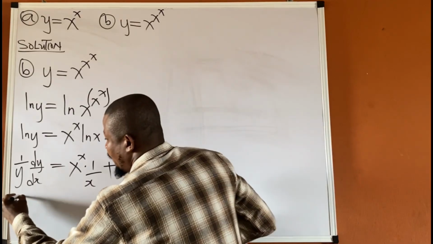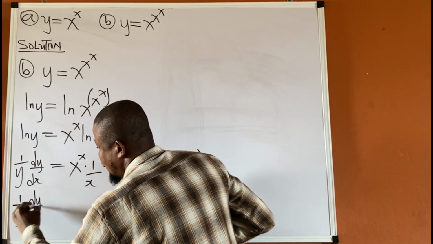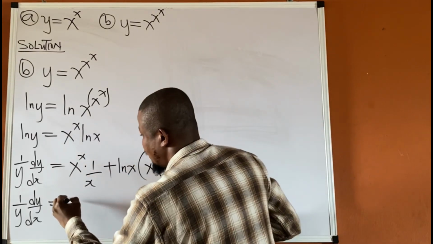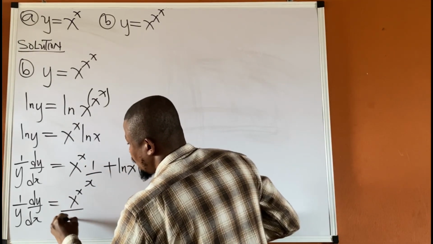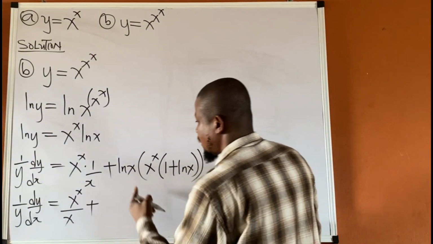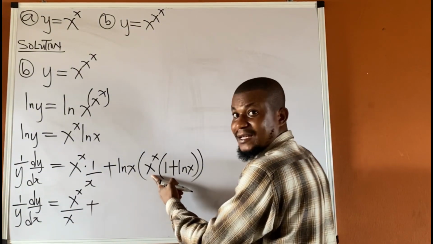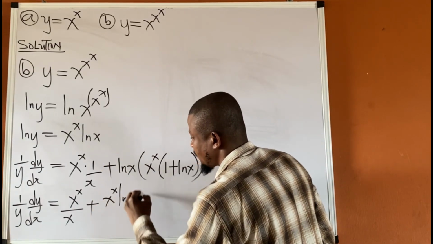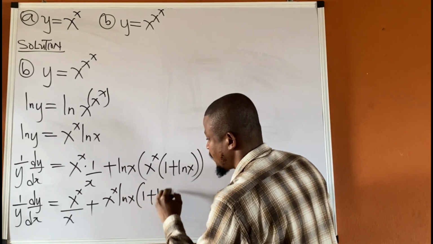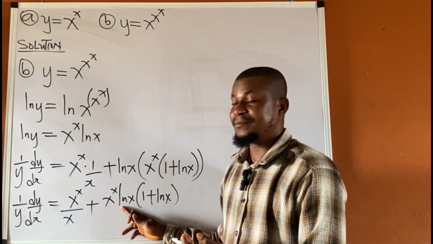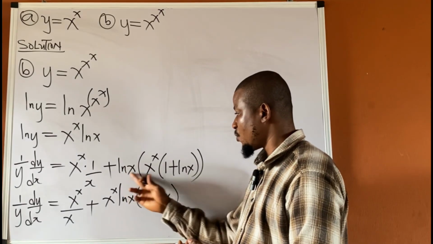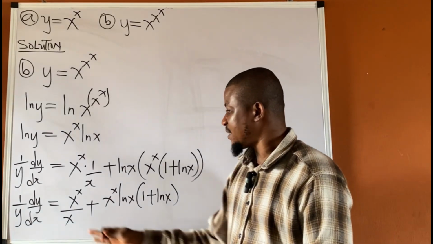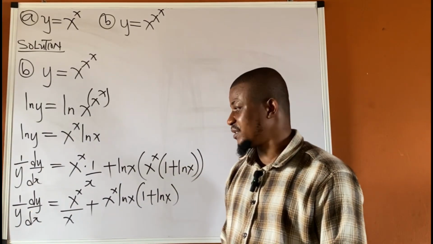So from this we have 1 upon y dy dx equal to, if we simplify this, x to the power of x times 1 is x to the power of x all over x. Plus this to this, I want to keep x to the power of x out first. So this is x to the power of x ln x into 1 plus ln x. Please note that the setup is immaterial. I can keep this out and then multiply here. I can also decide to keep it out. Both ways are correct.